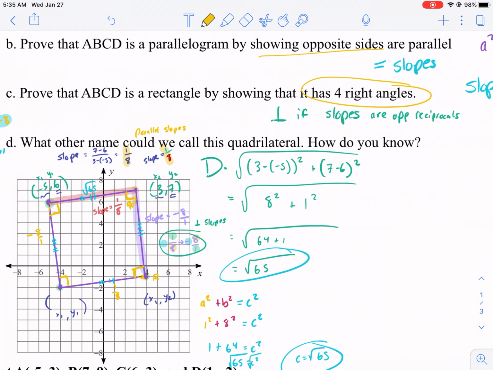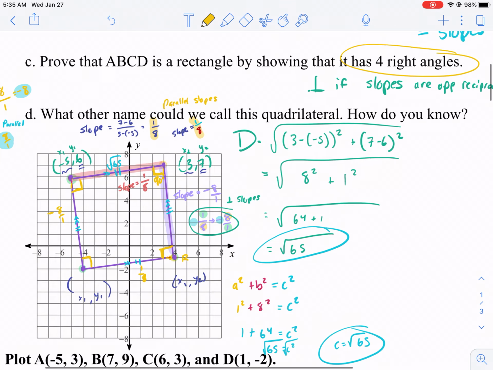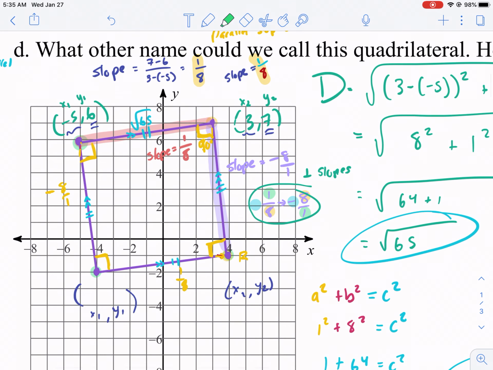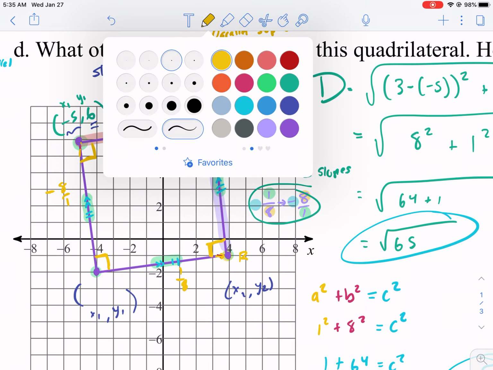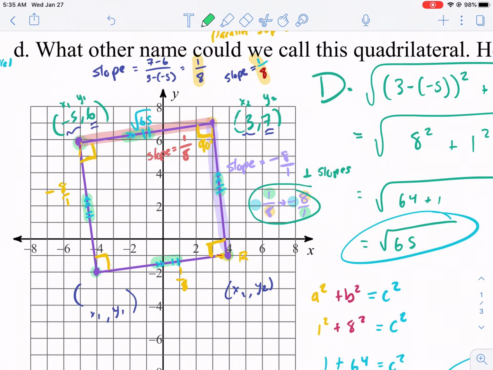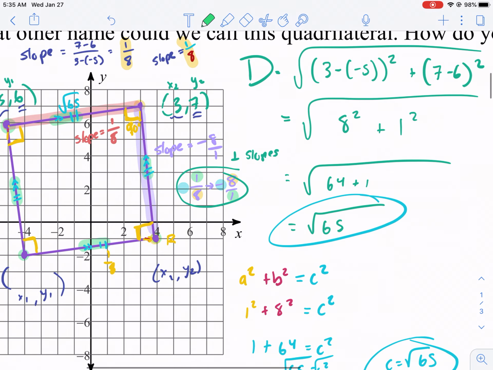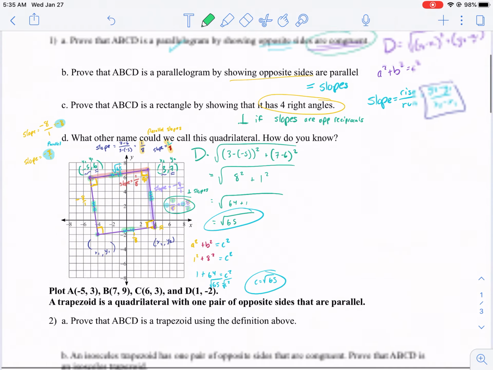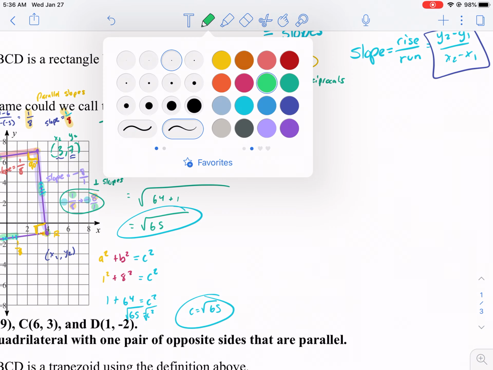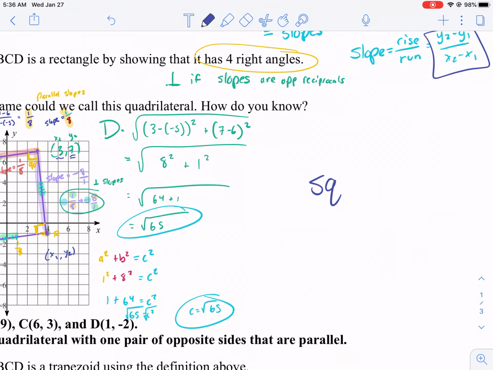Now, what other name could we call this quadrilateral? How do we know? Well, we already figured out a lot of things about it. We figured out that opposite sides are parallel. All the sides are congruent. Okay, so it's a parallelogram with all congruent sides. So it's either a rhombus or a square because of those facts. And then all the angles are congruent, meaning it's a rectangle or square. So the only thing we said twice was square. So we can call this thing a square for these reasons.